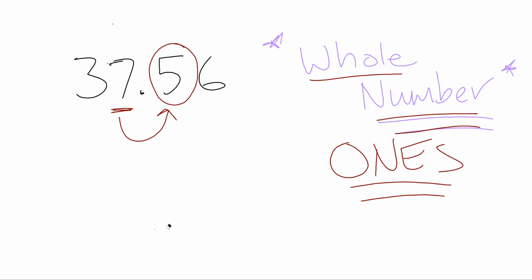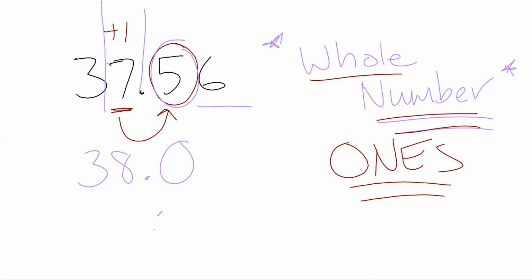This is 5 or more, so I'm going to add one more. The 3 never got talked about, so it stays. Do the math here. This is 37 plus 1, which is 38. This turns into a 0, and so does everything after it. So I have 38 and 0 hundredths, or really, just the best way to write that is 38. So that's how we could take decimals and round them to the nearest whole number.